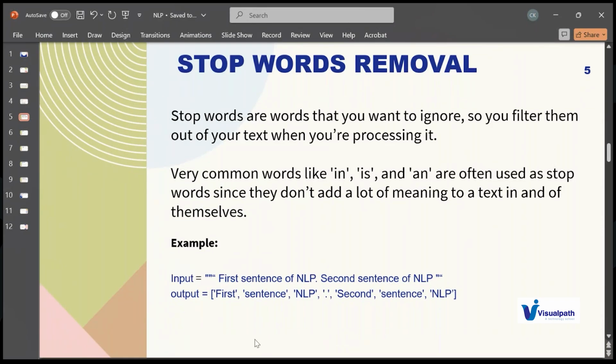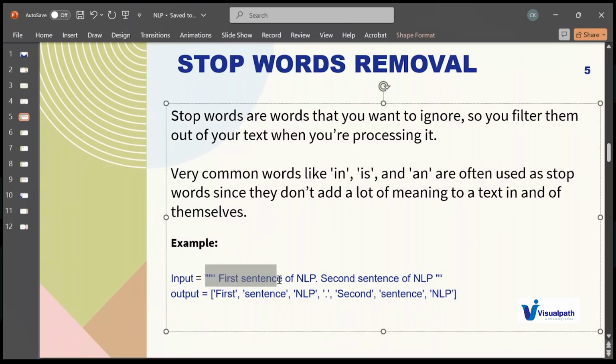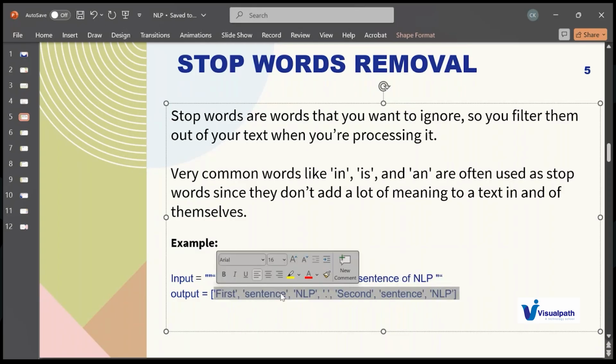So for example, we have a sentence as input. The same input I'm taking here: first sentence of NLP, second sentence of NLP. After removing the stop words, this is my output in the form of tokens. If we clearly observe here, there is no word like of in the output. The word of is missing because it is repetitive in nature, and it is part of the stop words. The remaining words are first, comma, sentence, comma, NLP, dot, second, dot, sentence, comma, NLP. You cannot see the word of here because it is a stop word. It is removed from the entire input data.